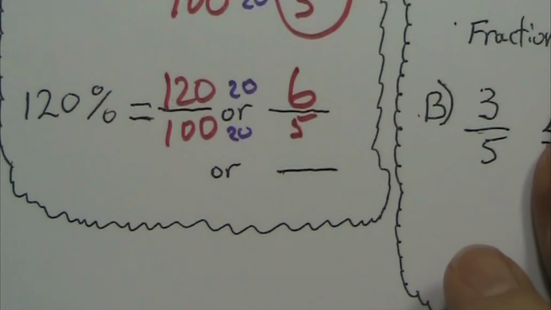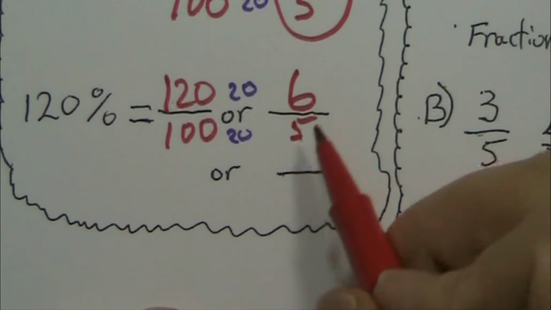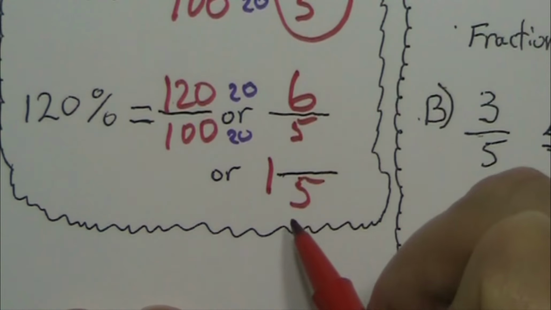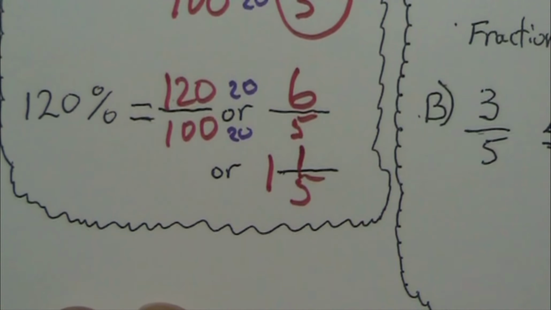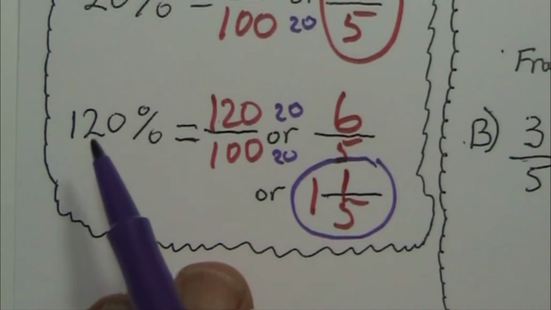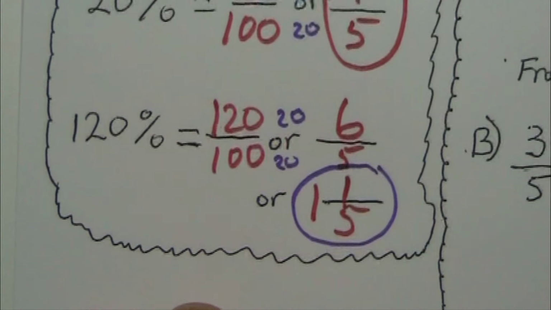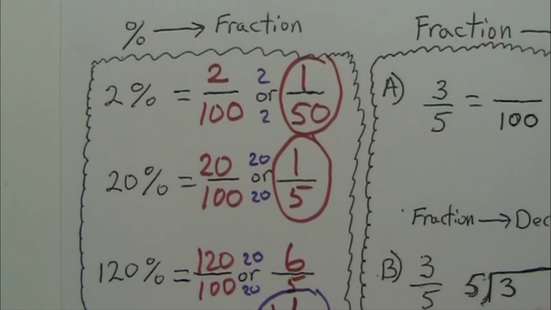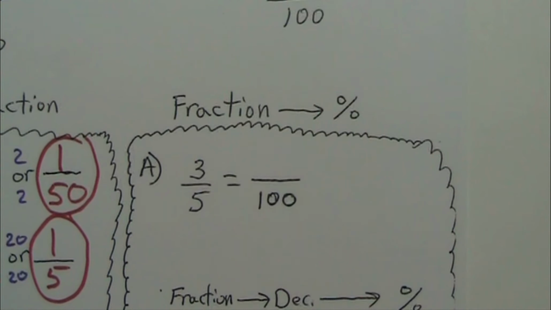All right, we can make that into a mixed number. And so let's see, we have 5 goes into 6 once, with 1 left over. 1 1/5 is the same as 6/5. So this is our answer. We took a percent and changed it to a fraction, or a mixed number in this case. All right, so that is how we take a percent and make it into a fraction, reduce it to a fraction. All right, now let's go from fraction to percent.